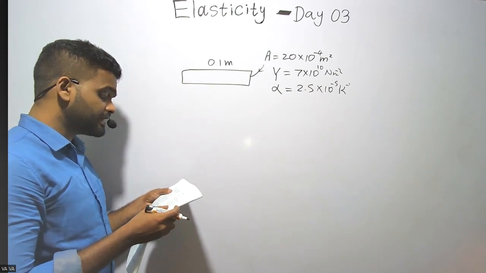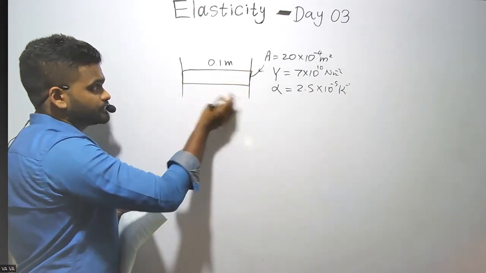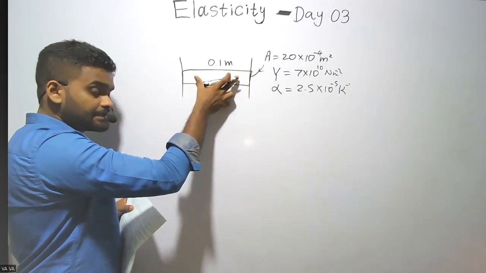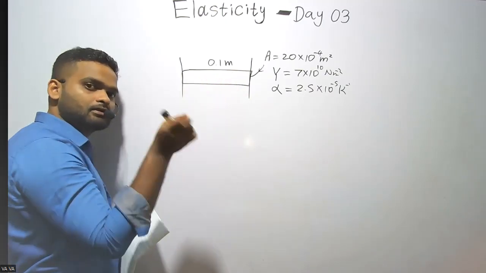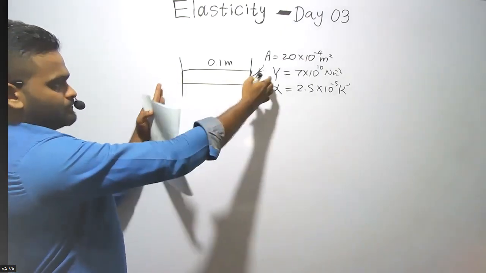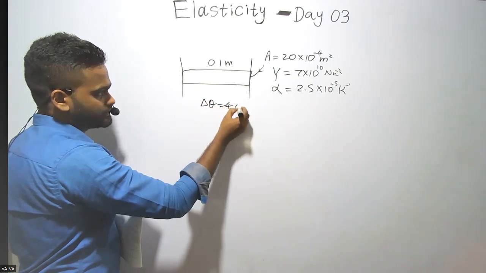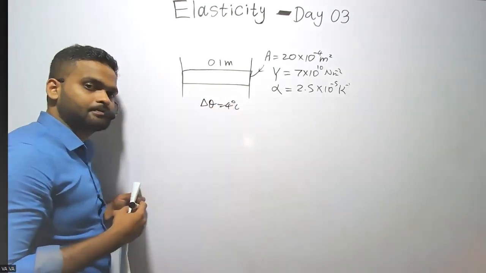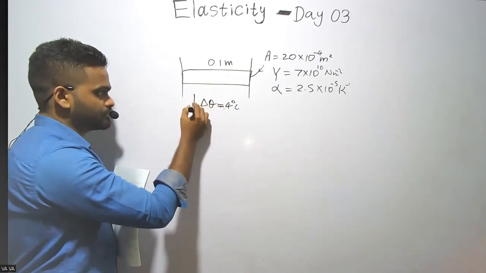At 30 centigrade, it just fits between two walls. But when the temperature increases to 34 centigrade, what happens? It starts to get compressed, right? So the temperature increase is 4 degrees centigrade. That's the increase of temperature.